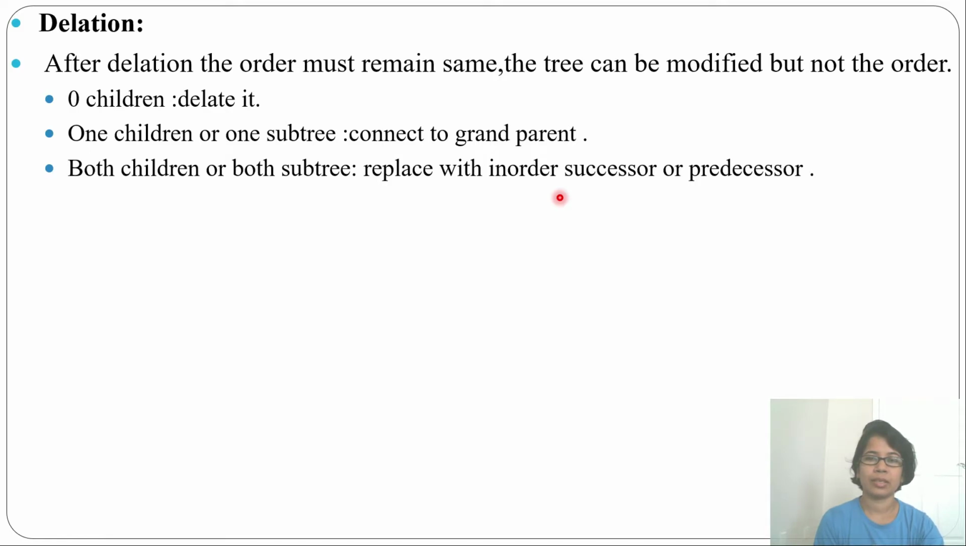Then predecessor: in the left subtree, the highest node is the predecessor. Or, if you are writing in-order, the previous node of that is called the predecessor.